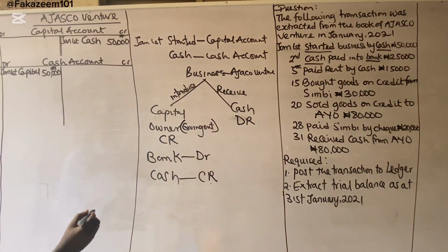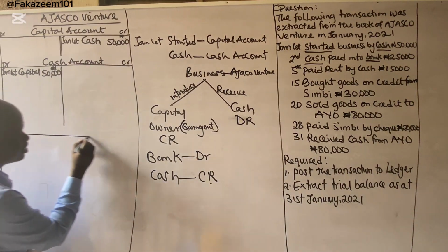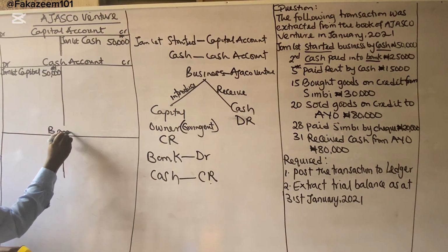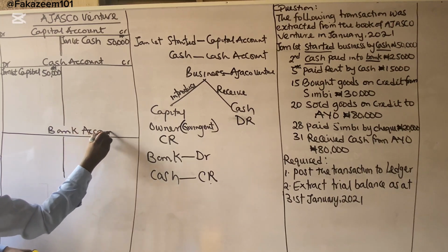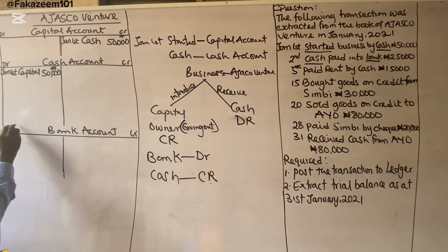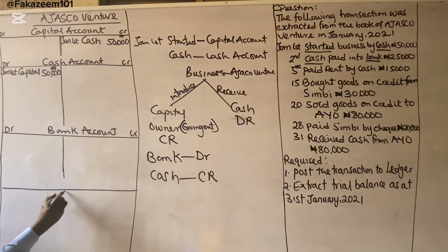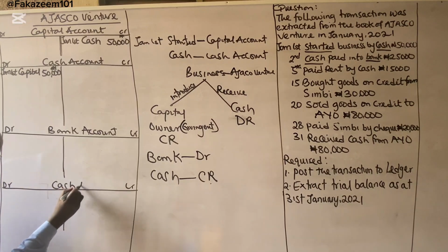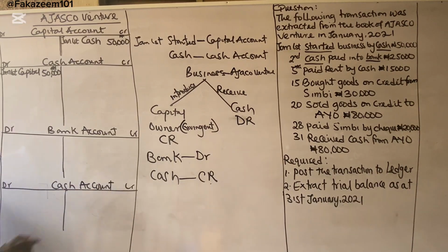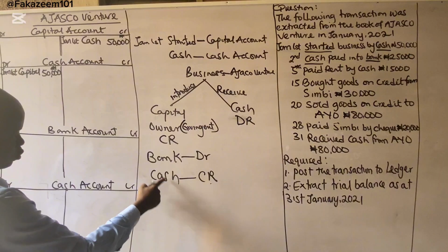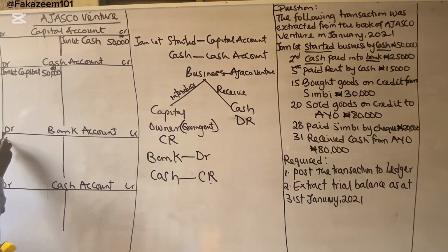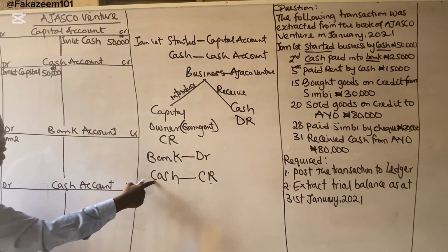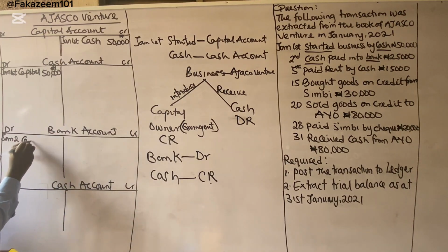What do we mean? We are going to open two accounts. This is the bank account and this is the cash account. Who is giving out? Cash. Who is receiving? Bank. We'll come here. January 2nd. We are recording for bank. The second account is cash. This will be the particular.